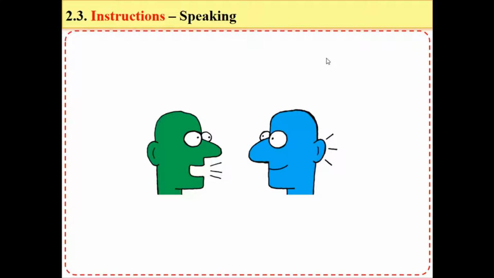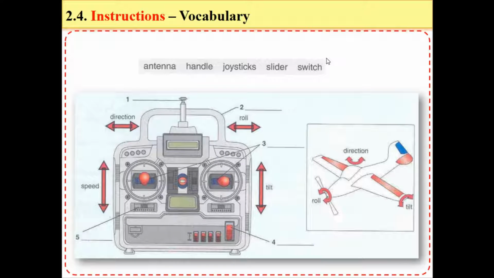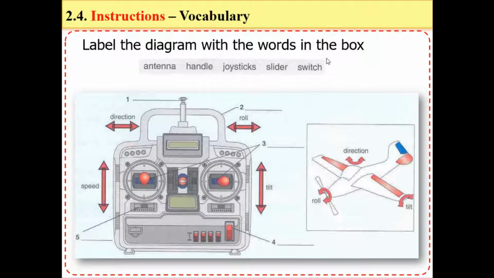And we move on to speaking. Work in pairs, write down some numbers, and dictate them to your partner. And vocabulary. Label the diagram with the words in the box: antenna, handle, joysticks, slider, switch. The first is antenna. Second, handle. Third is joystick. You have two joysticks here. And 4 is switch. 5 is slider.